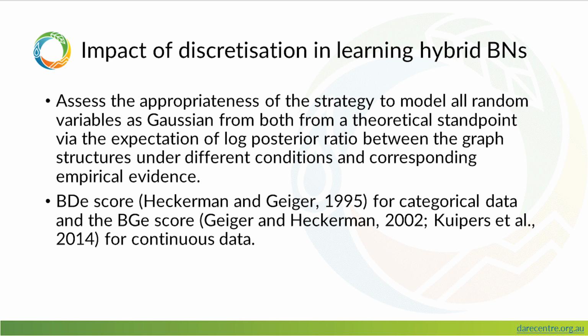Part of the previous work that we did was to look at the treatment of a mixture of continuous and discrete random variables in learning the structure of Bayesian networks. In particular, we look at the appropriateness of a strategy to model all random variables as Gaussian, both from a theoretical standpoint via the expectation of the log posterior ratio between the graph structures under different conditions, and by conducting relevant experiments and comparison. In particular, we use the BGe score for continuous data and the BDe score for categorical data.